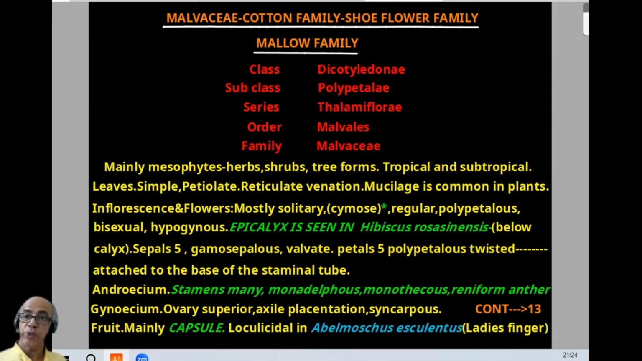Androecium: stamens will be numerous, many. And there is a peculiarity of the stamens, a popular question. It is monadelphous, monothecous, reniform anther in Malvaceae, the cotton family. Gynoecium: ovary superior, axile placentation, syncarpous.